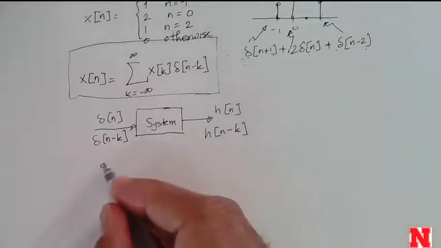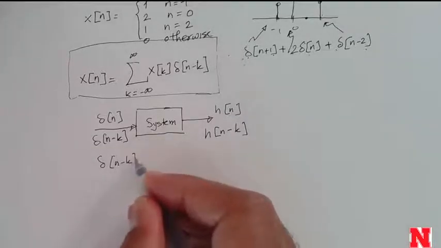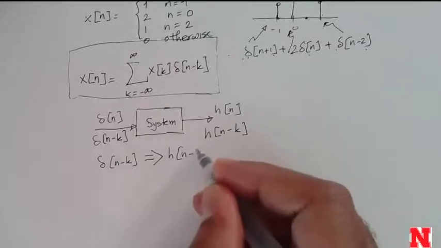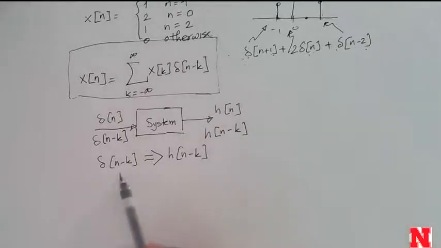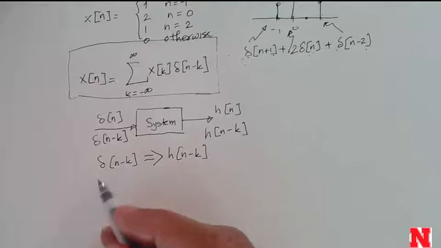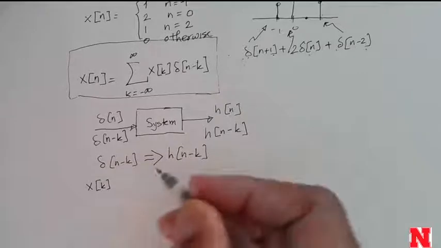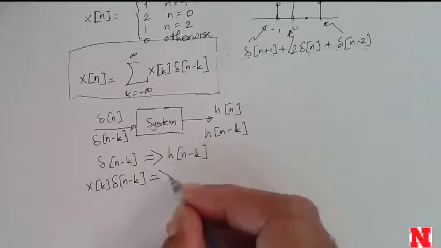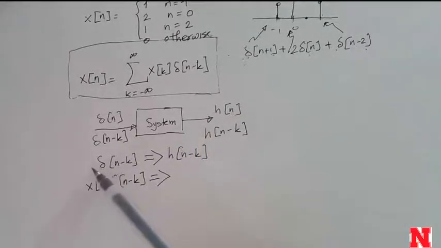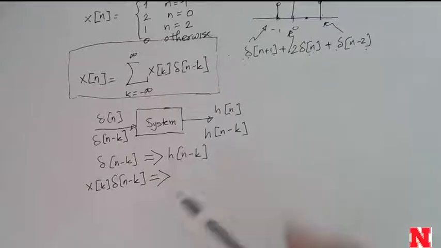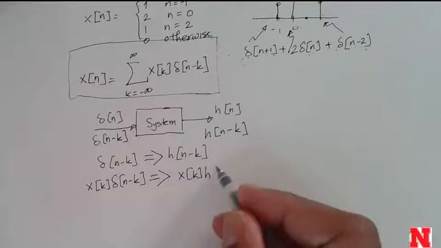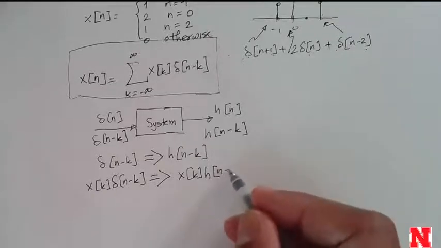So I can write it like this. I can say delta of n minus k, and the output will become h of n minus k. Okay, so this is the input, this is the output. I could take delta of n minus k and I could multiply that with x of k. Then by the scaling property of linearity, remember, if I put a gain on the input, I get the same gain on the output. So this will become x of k h of n minus k.